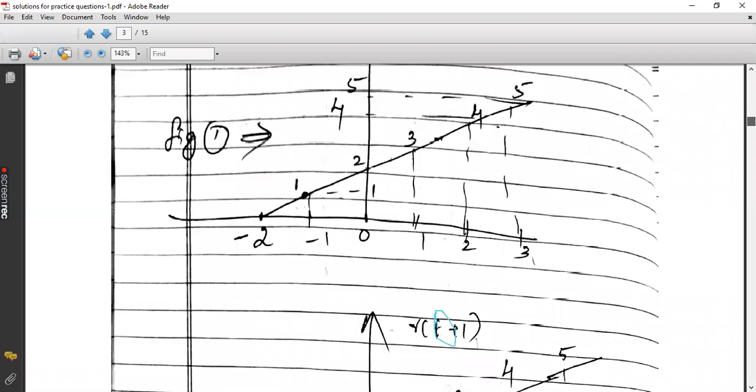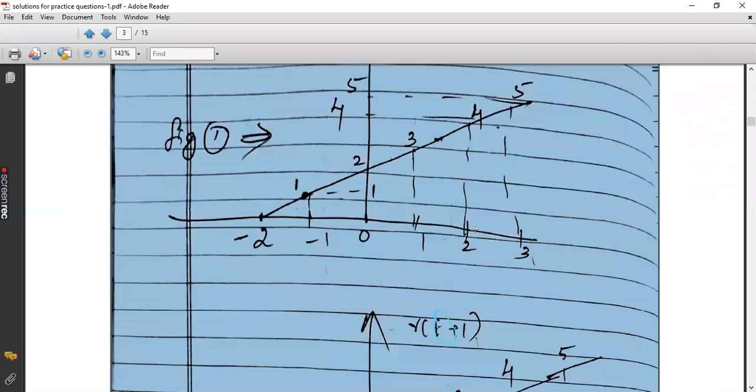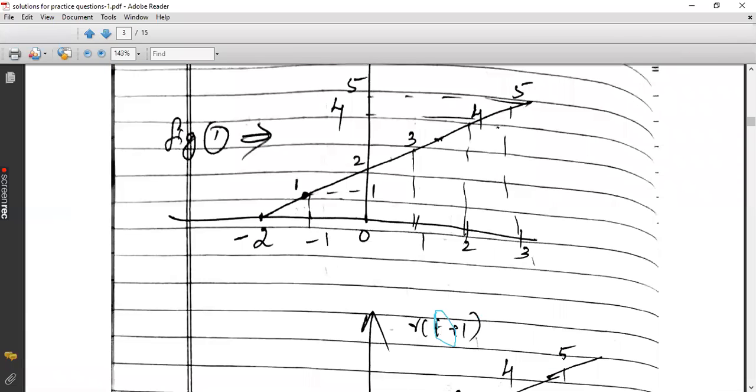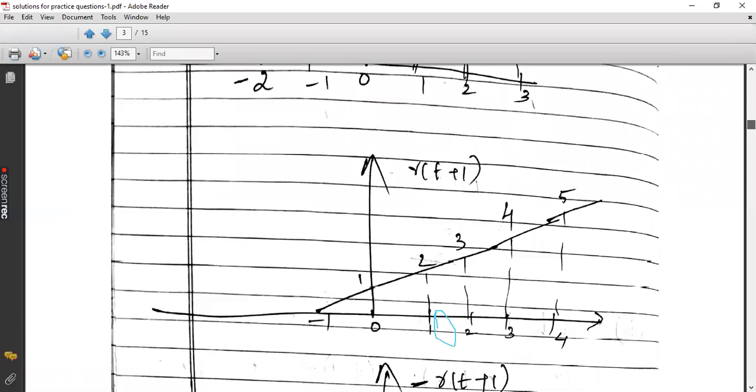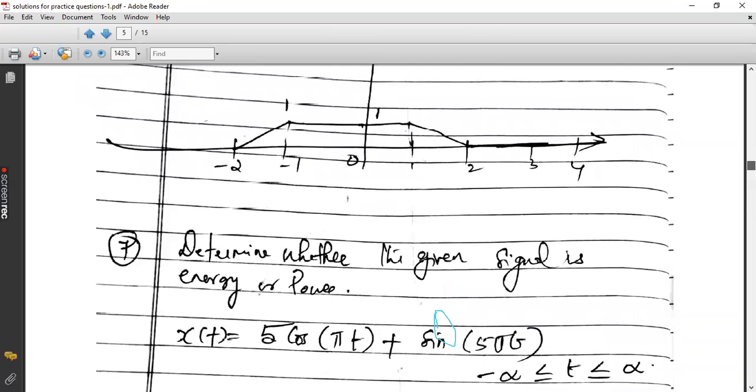And what about figure number 1? Figure number 1 is going towards the positive side and its amplitude is 4 at t equal to 2. So 4 plus minus 4 will become 0. So eventually at t equal to 2, the signal is coming towards 0. So from 1, it will come gradually to 0 at t equal to 2.